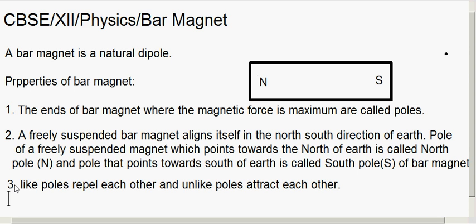And another important property is that magnetic poles always exist in pairs. You will not get just a south pole or just a north pole. It always exists in pairs. Magnetic poles always exist in pairs. Every bar magnet is a magnetic dipole.